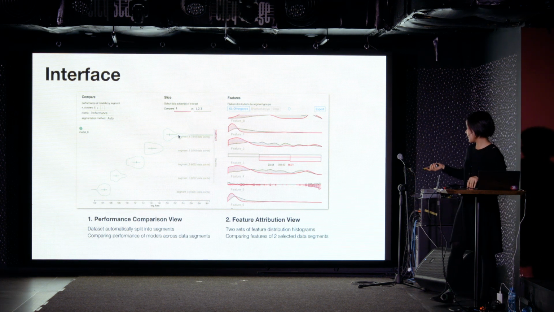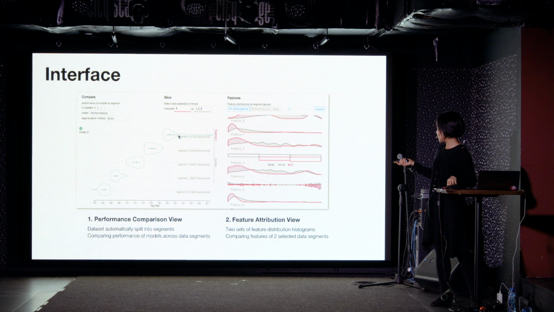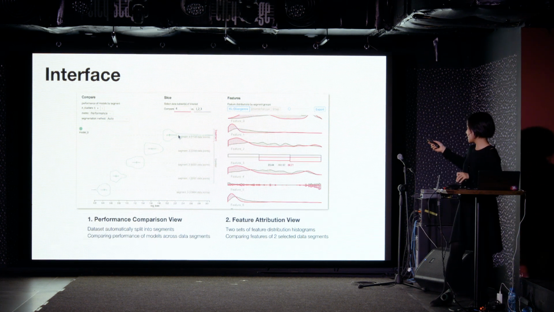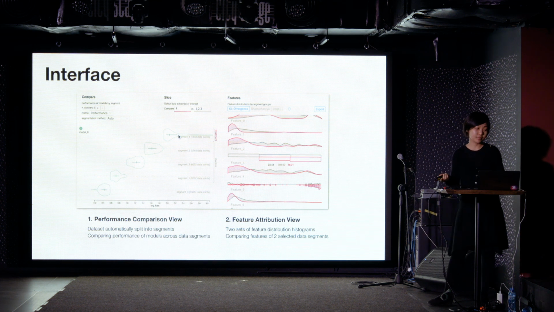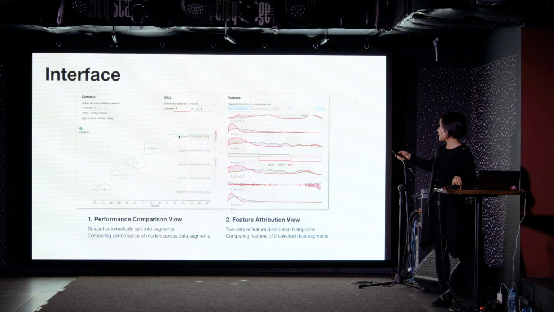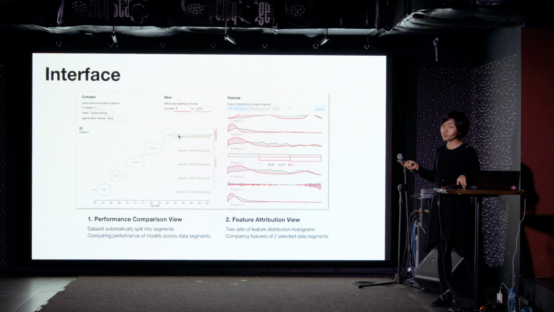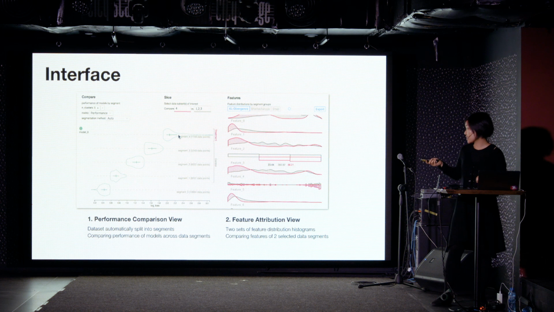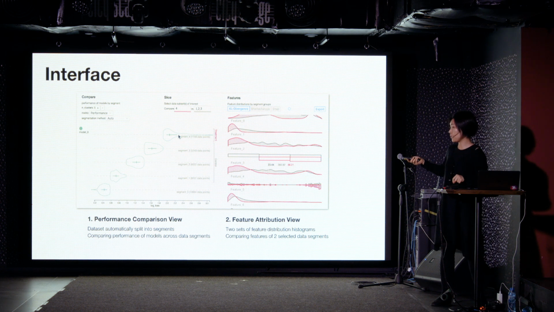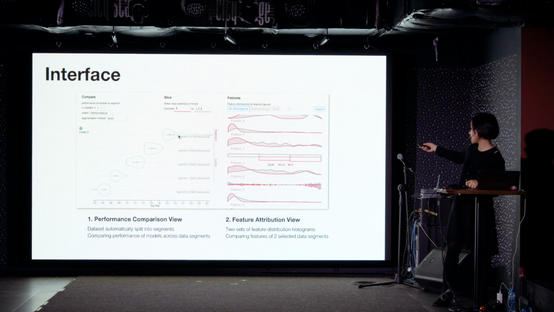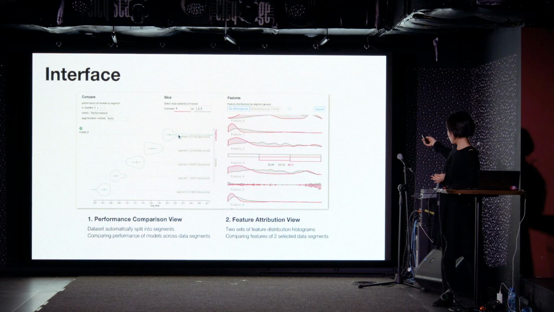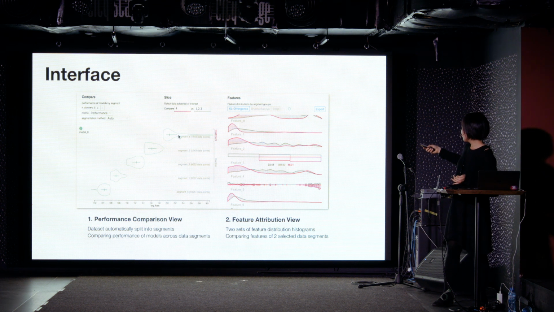Based on that idea, we developed Manifold. Here's an interface. It consists of two views, the performance comparison view and the feature attribution view. In the performance comparison view, datasets are automatically segmented into subsets based on performance on each different model. And the user can choose to group each subset to be compared against each other. This comparison is shown on the right side, where you can see feature distribution histograms between these two segment groups.